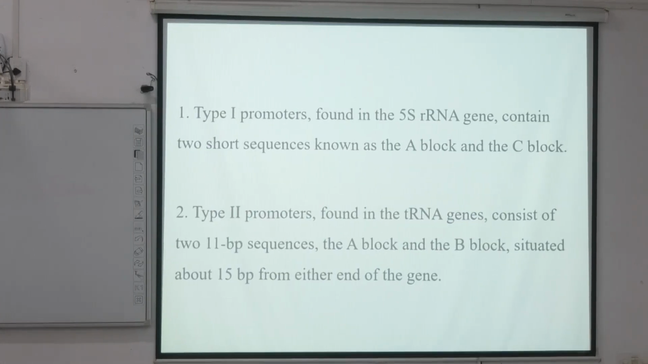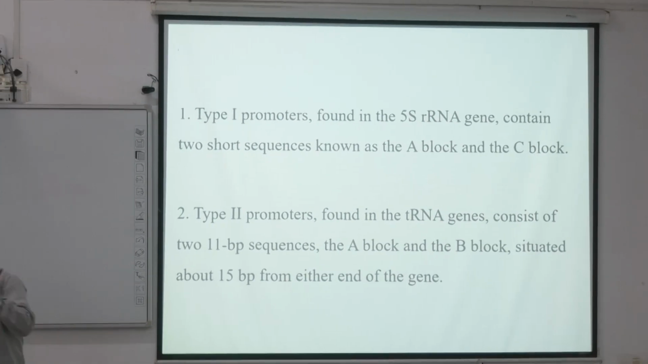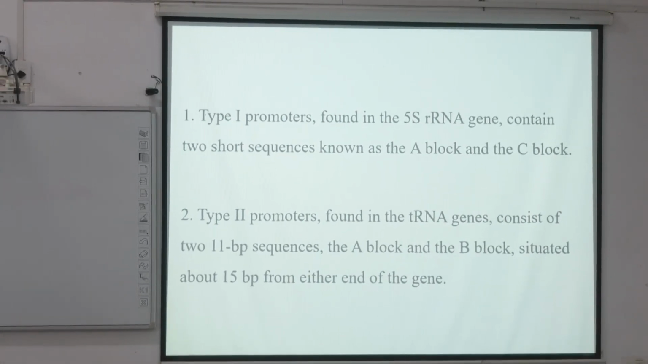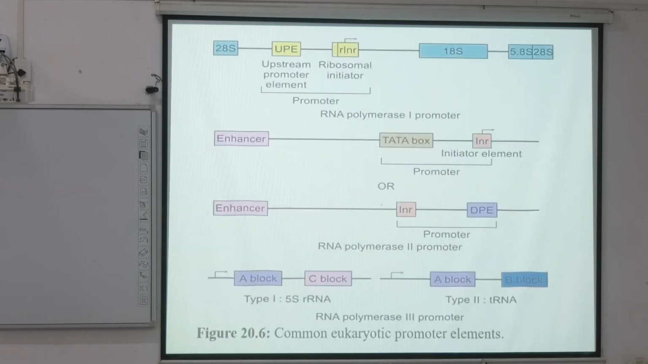What is required in transcription in eukaryotes? We require three kinds of RNA polymerase. I already described this in the previous class, so I am not going into detail. It is RNA polymerase I, RNA polymerase II, and RNA polymerase III. Different RNA polymerases are helpful for the synthesis of different RNA molecules. Okay? We already discussed.